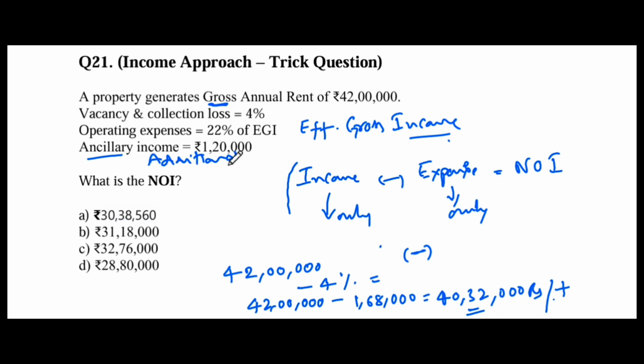Ancillary income, there is additional income. Add to this 1,20,000. So the total income will be effective gross income. Right? This is EGI. EGI will be how much? 41 lakhs 52,000. So the EGI is 41 lakhs 52,000.